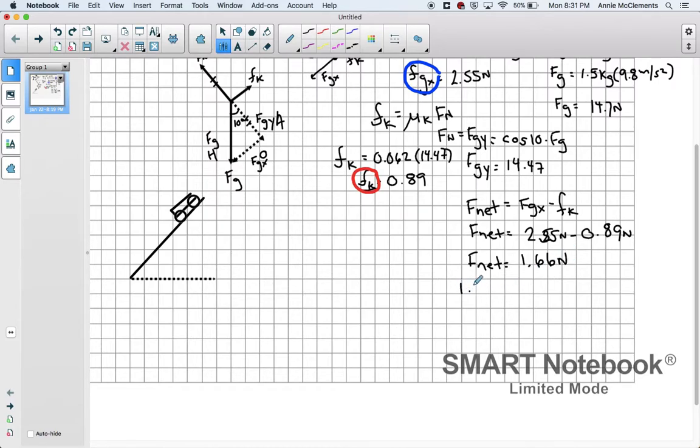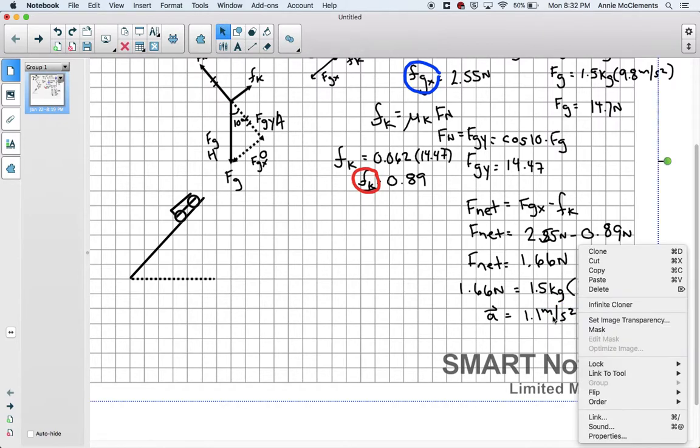We then plug in, right, 1.66 newtons to Fnet equals ma. We've got the mass here of 1.5 kilograms times acceleration. Divide both sides by 1.5. The acceleration of the computer is about 1.1 meters per second squared.